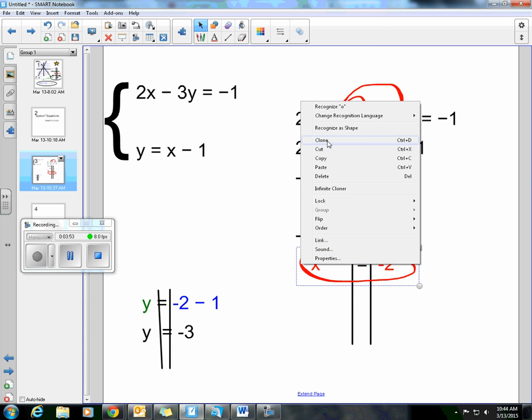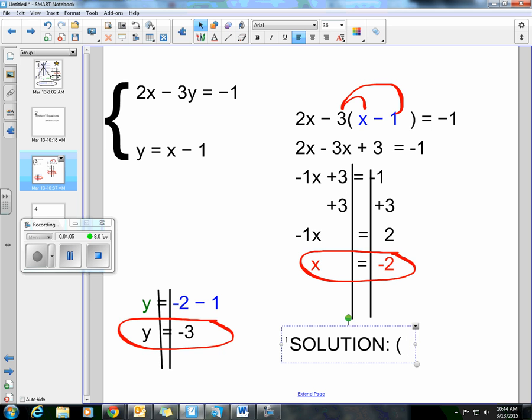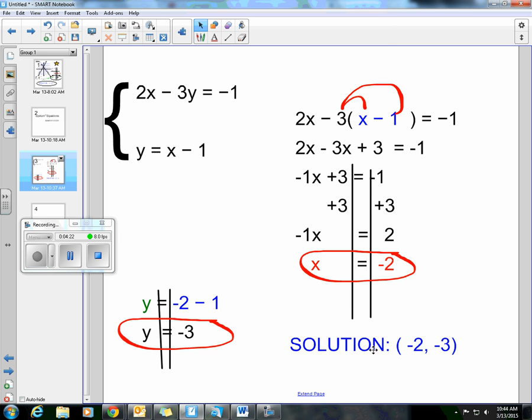So there's another answer. We have our x and we have our y. And then when we come up with how we write the solution, we need to type it out. We're going to put our x and our y together. We know that x is negative 2 and y is negative 3. And so the solution of this system of equations is negative 2, negative 3.